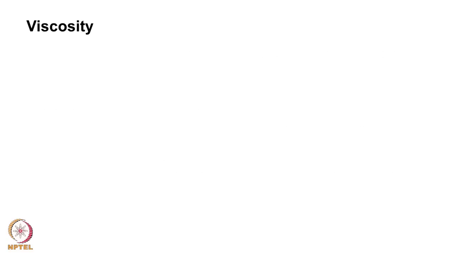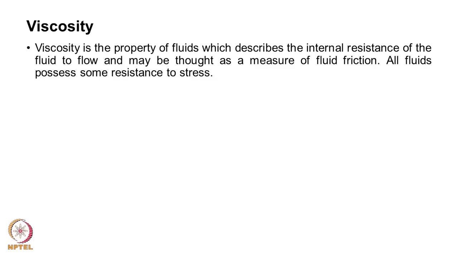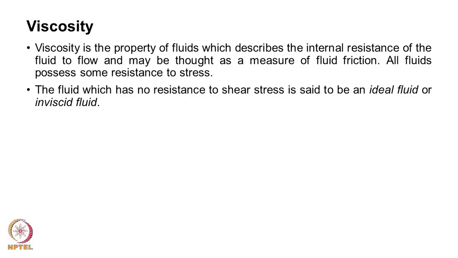There are many properties. First is viscosity. It is a property by which internal resistance to the fluid flow is defined, and it is just a measure of fluid friction. So, all fluids are supposed to have some resistance to the flow, and because of the resistance it develops some stress. A fluid where resistance is assumed to be 0, or no effect is there, is called an ideal fluid or inviscid fluid.